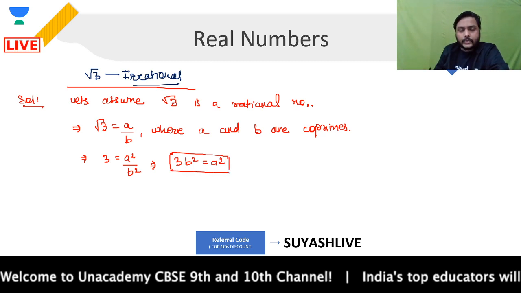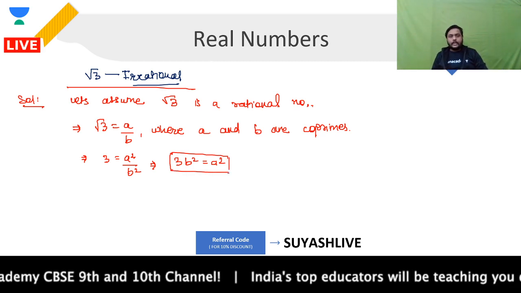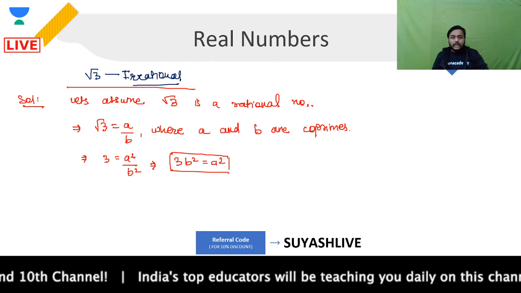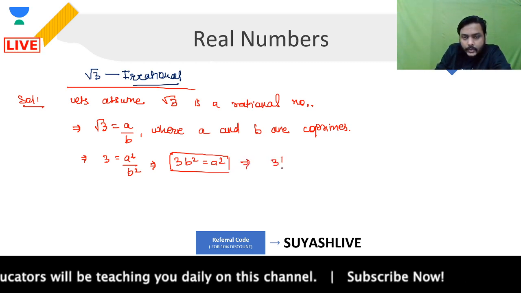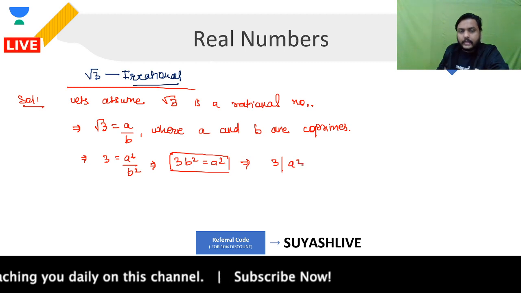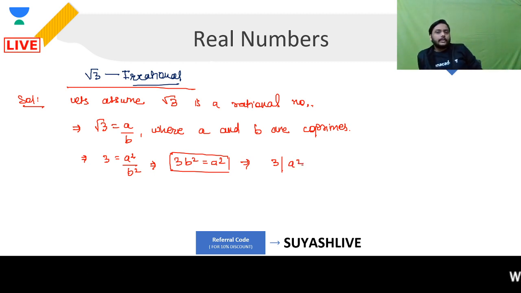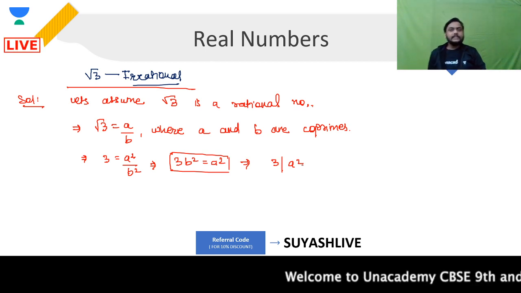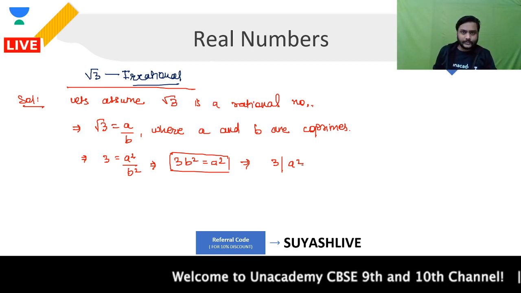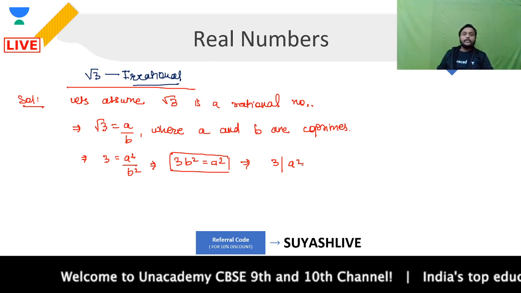When 3B square is equal to A square, what can I say? I can clearly write over here that 3 divides A square. Everyone clear with this or not, guys? I can say that 3 divides A square.